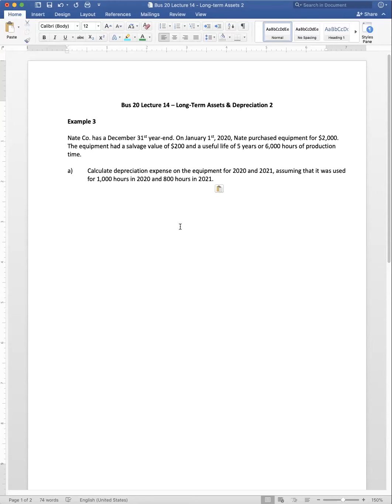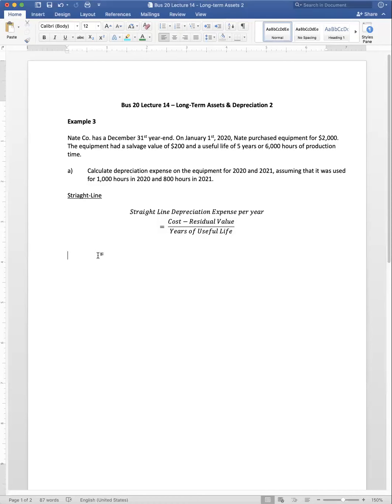Right, this is essentially a review of what we covered last class, so we'll go through it a little more quickly than last time. Okay, so first method we're going to cover is straight line. And under straight line, we calculate the depreciation expense as the cost minus the residual value divided by the years of useful life. So let's put in the numbers from this particular question.